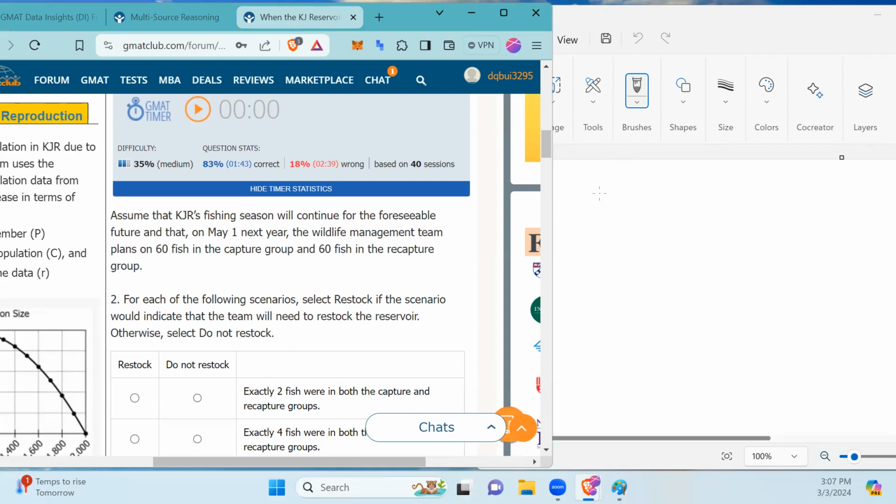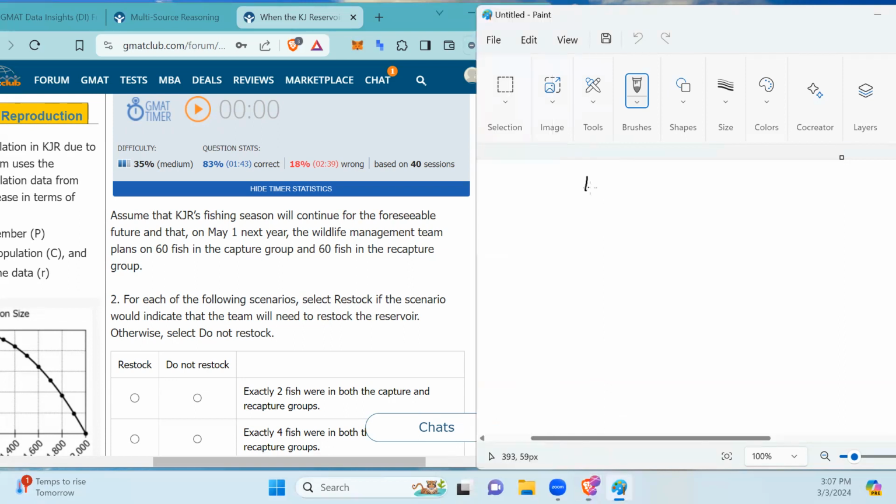So let's plug in the formula. Number in both divided by recapture second, right, equals first group, so population. So number in both... well, actually they don't tell us how many in both. They just tell us that there will be 60 in the first group and then 60 in the second group.